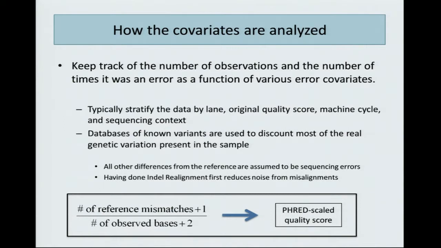So you take the number of mismatches divided by the number of observed bases, and we have a little fancy smoothing thing just to help us with bins that have small numbers of counts, and we turn that into a quality score. And that's going to be the empirical estimated quality score for that combination of data. Make sense?